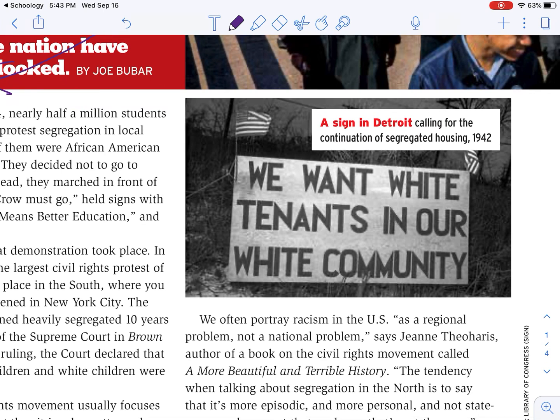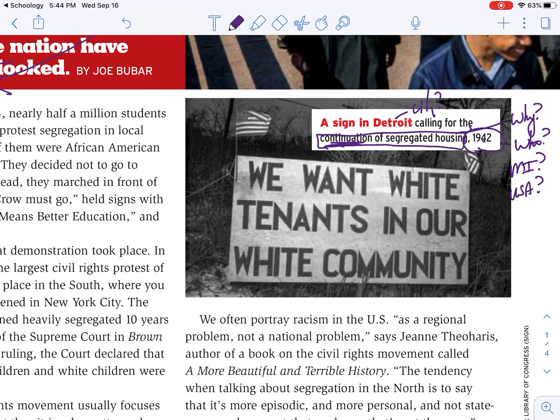Here's a sign in Detroit calling for a continuation of segregated housing. Okay, continuation means segregated housing's already in place. So I'm already asking myself, why? Who made the segregation policy? Is it a city policy? Is it a Michigan policy? Is it a USA policy to have segregated housing?